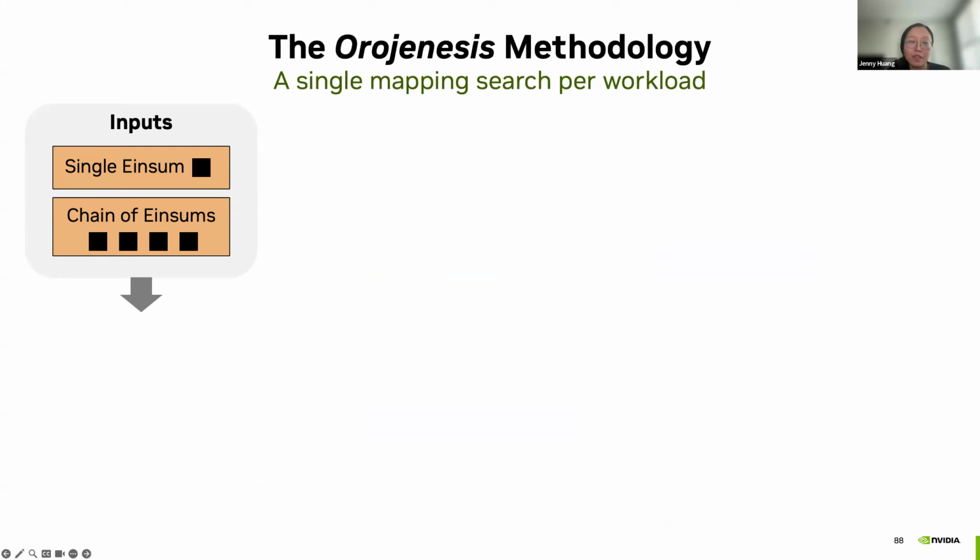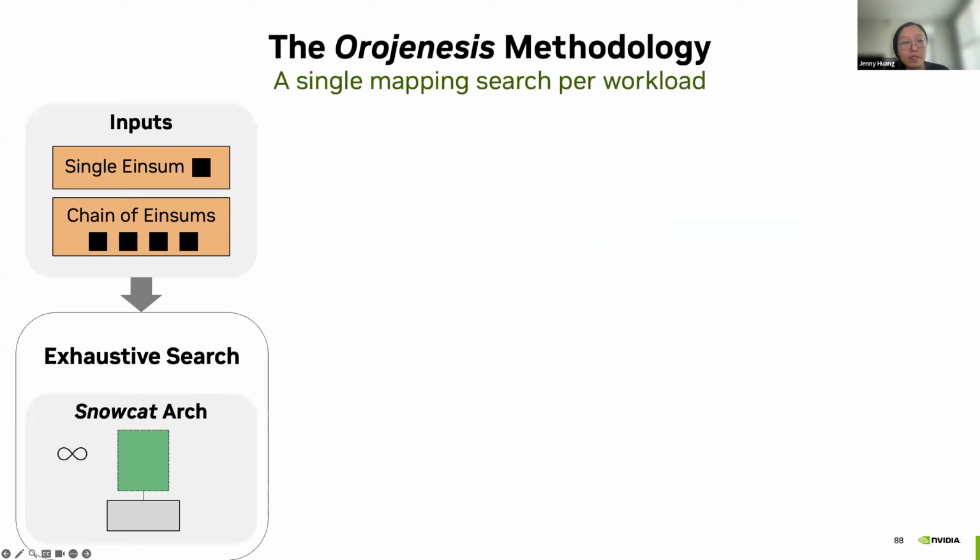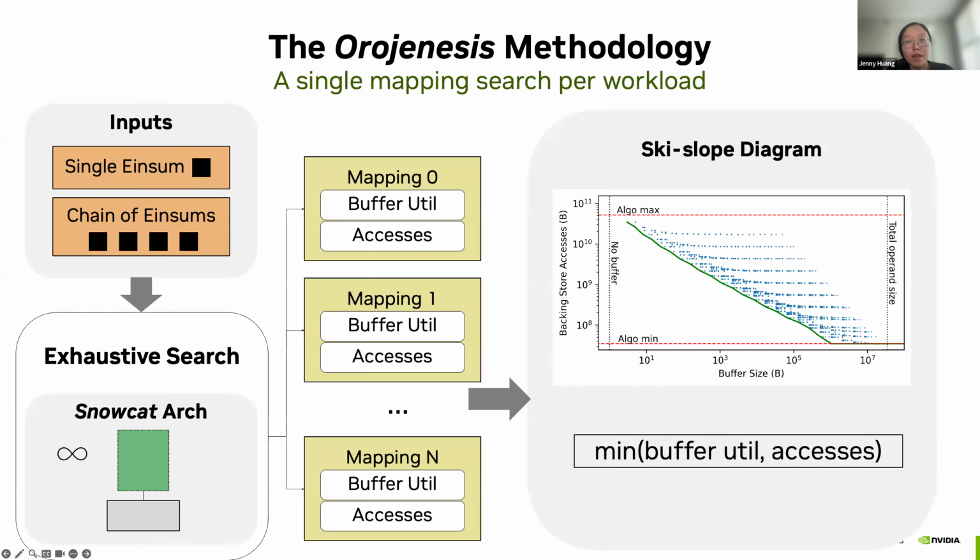In this case, we're given a tensor workload defined in the Einstein notation. We perform an exhaustive search on this two-level simple architecture, which we call the Snowcat, with unconstrained buffer size. For each mapping, we gather the data access counts and use the buffer utilization as the corresponding buffer capacity requirement. And the ski slope diagram is basically the Pareto optimal frontier of all these mapping points.